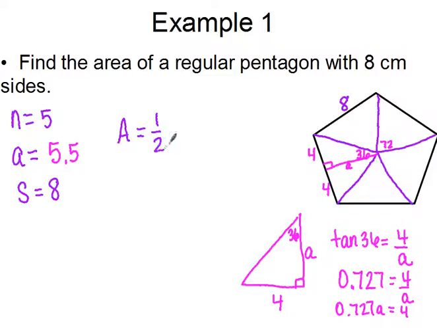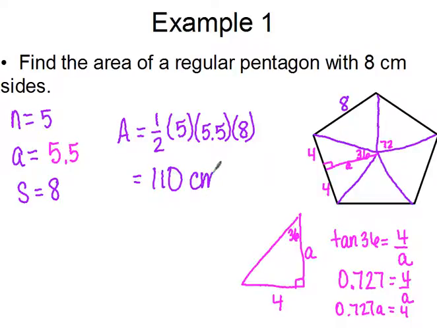Alright, so we plug everything into the formula. 1/2 times n times a times s. We get 110 centimeters squared. The process just got a little bit trickier, didn't it? Okay, so let's go try another one and make sure that we've got this under control.